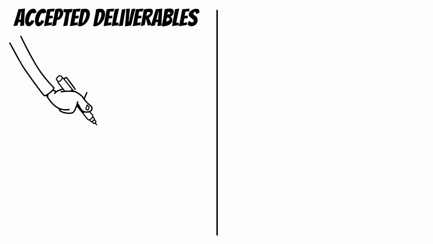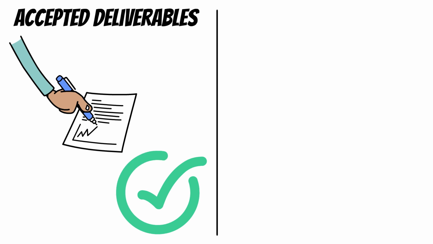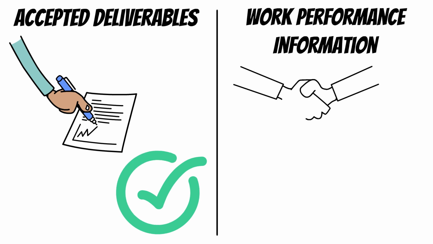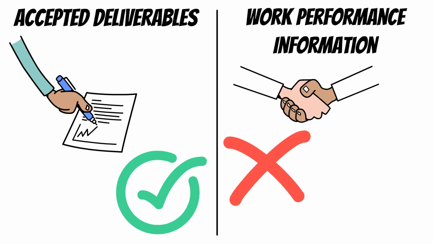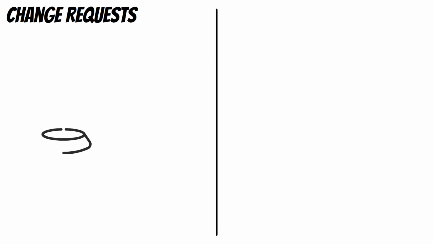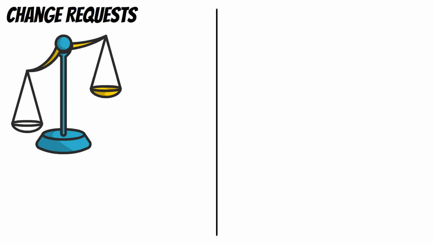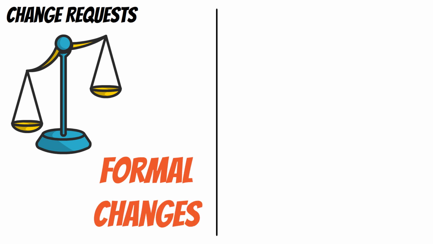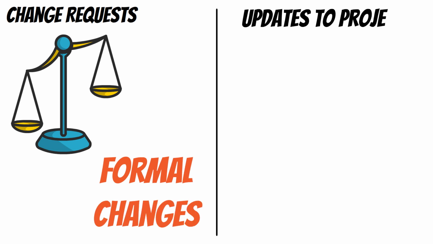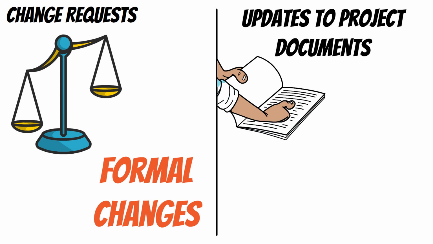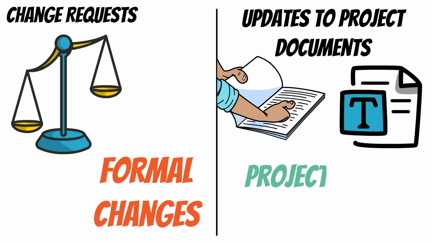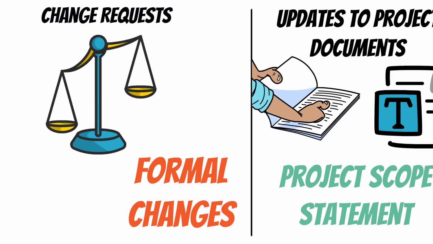After validating scope, you'll get the following outputs. Accepted deliverables. These are signed off and officially ready for use. Work performance information, data on what's been accepted, what's been rejected, and why. Change requests. If deliverables don't meet expectations, stakeholders may request formal changes. And updates to project documents. The lessons learned register, requirements documentation, and project scope statement may all need updates.